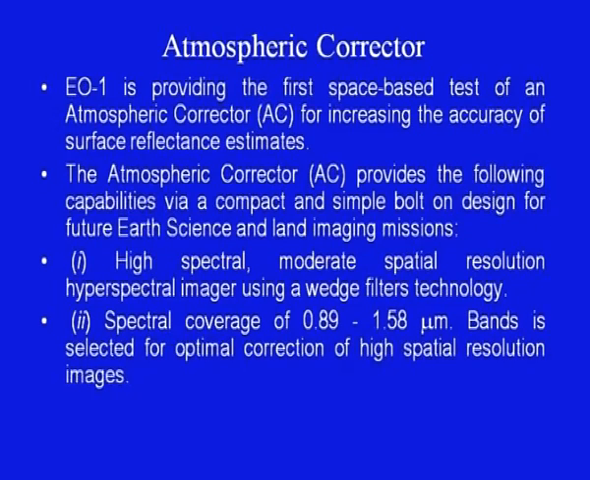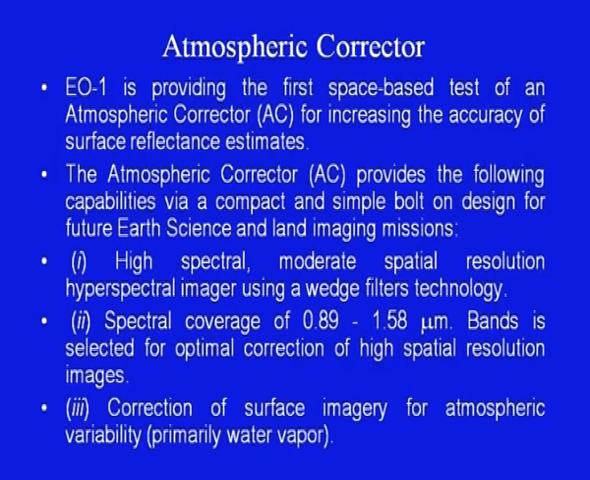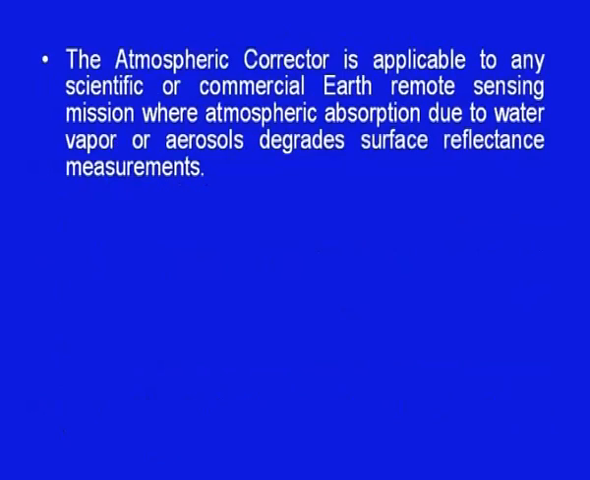Spectral coverage of 0.89 to 1.58 micrometers. The bands are selected for optimal correction of high spatial resolution images. Correction of surface imagery for atmospheric variability, primarily water vapor. The atmospheric corrector is applicable to any scientific or commercial Earth remote sensing mission where atmospheric absorption due to water vapor or aerosols degrades surface reflectance measurements.